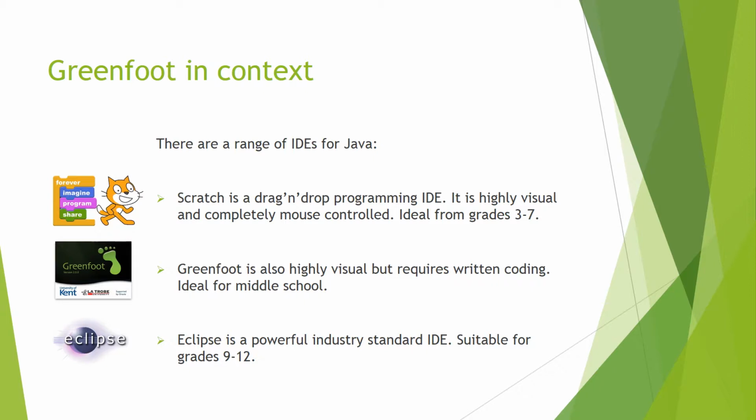Eclipse is at the other end of the spectrum. It's for writing powerful programs using text, and is really good for older students that want to really explore coding in greater depth. In my opinion, Greenfoot falls between these two. It is drag and drop, it is very visual, but it also provides some scope for students to actually type some code and use some syntax of the Java language.